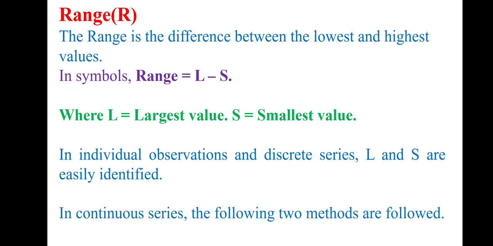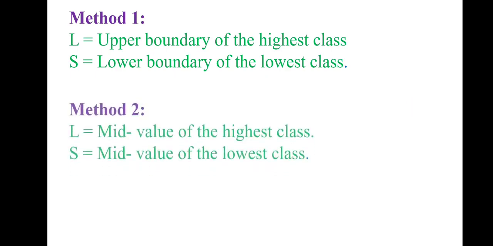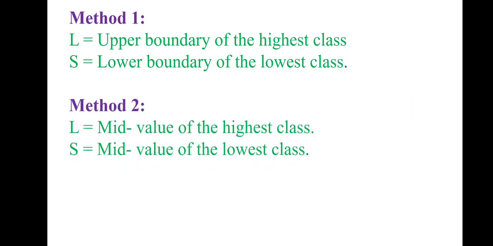In a continuous series, the following two methods are followed. Method 1: L is the upper boundary of the highest class interval, and S is the lower boundary of the lowest class interval. Method 2: L is the middle value of the highest class interval, and S is the middle value of the lowest class interval. When we are solving the problem, we will identify it.